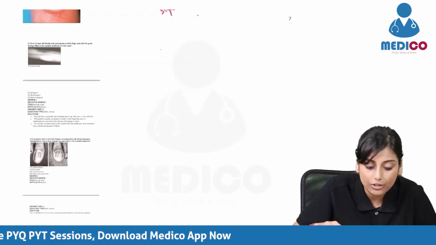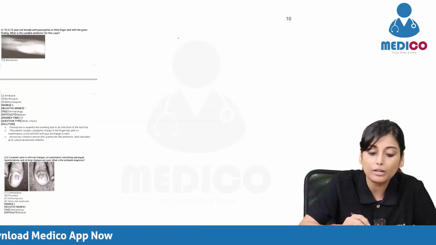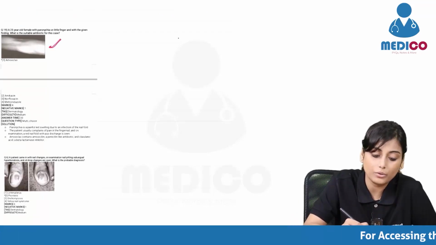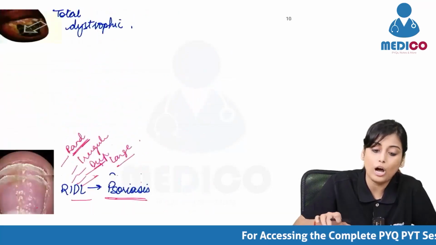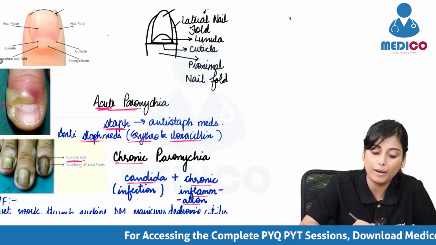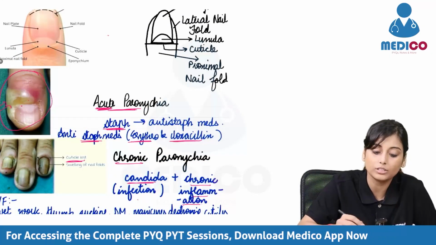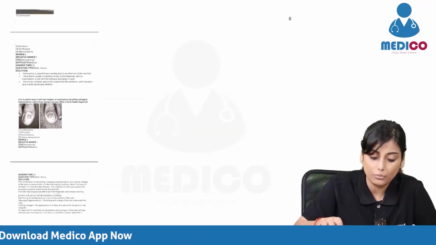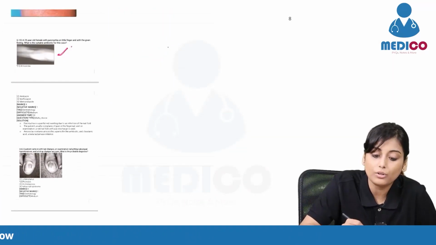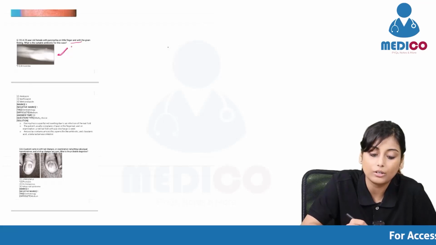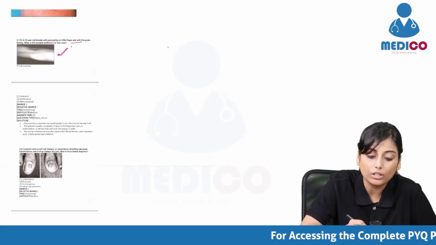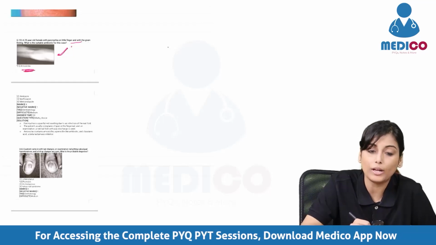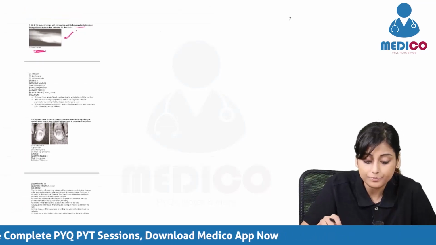Now there was an MCQ: a 25-year-old female with paronychia of the little finger. The image is not that good, but I showed you how paronychia looks. This is how paronychia will look, this particular image. This was the question in one of the NEET exams: a 25-year-old female with paronychia of the little finger, with the given finding, what is the suitable antibiotic in this case? The suitable antibiotic would be the one against staph, which is amoxiclav.